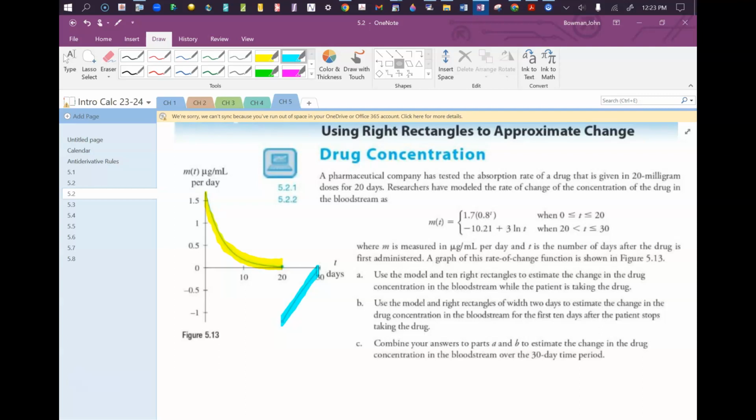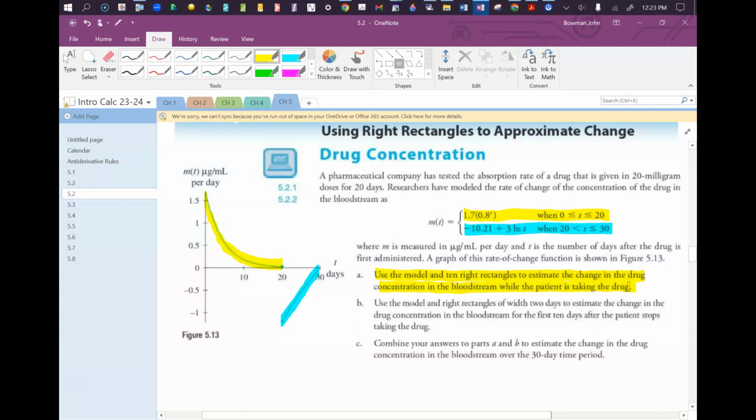So let's see what they want us to do with this. I'm going to highlight these here. There's the yellow portion of the function and the blue portion of the function. And it says in part A, use the model and 10 right rectangles to estimate the change in the drug concentration in the bloodstream while the patient is taking the drug.